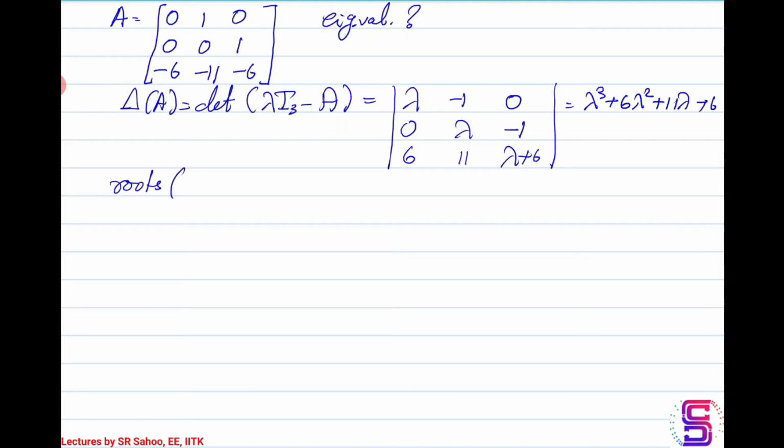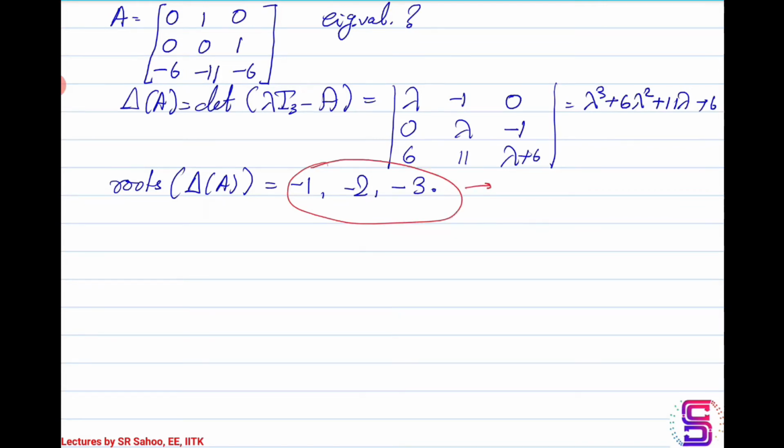Now the roots of this characteristic polynomial, if you see, are minus 1, minus 2 and minus 3. So these are the eigenvalues of the matrix A. There are three roots of this characteristic polynomial, and all these three roots are real and distinct, minus 1, minus 2, minus 3, and these are the three eigenvalues of the matrix A.